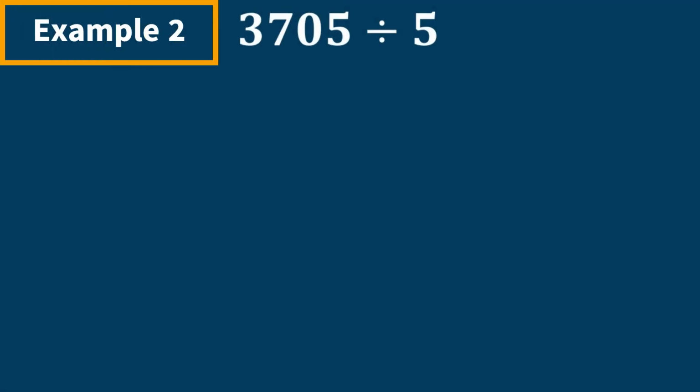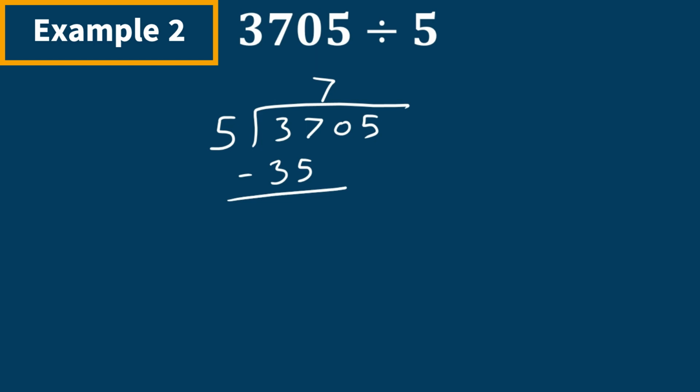Example number 2. We have 3,705 divided by 5. Let's go ahead and rewrite this. So we have our problem looking like this. We know that 5 cannot go into 3. However, 5 can go into 37. 5 goes into 37 7 times. Now we multiply 5 times 7. That gives us 35. Subtracting these two numbers, we get a 2.